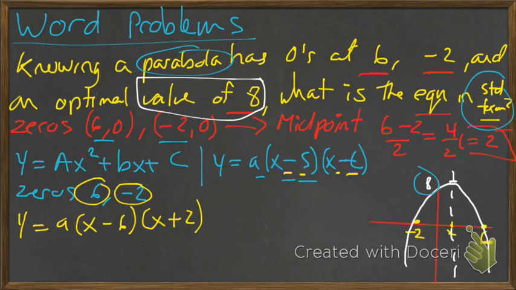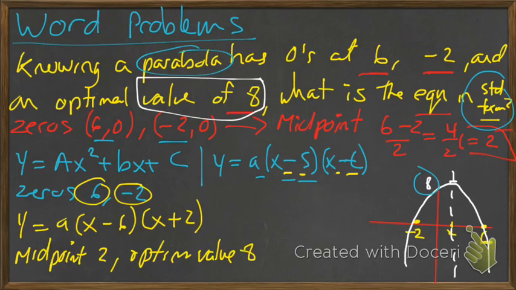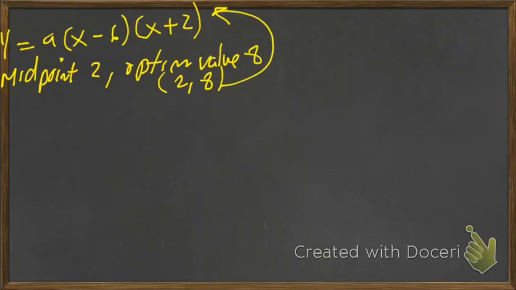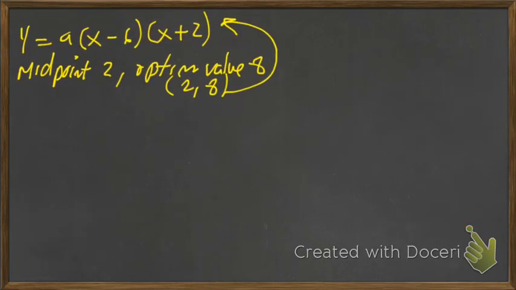We know the midpoint is, what did we say it was? 2. And the optimal value is 8. So we know that point, 2, 8. So what we're going to do is we're going to sub that into here. And I'm actually going to go to the next slide. But I will copy all of this. Getting really long now. We're into the 25-minute mark, and I apologize for that.